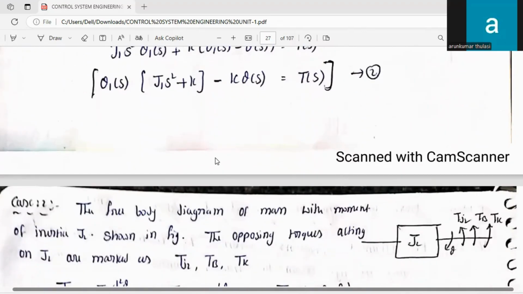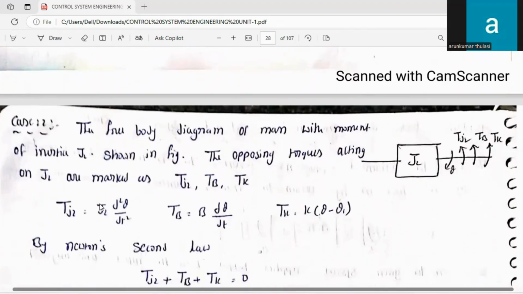Now we have to solve the differential equation for the mass element with moment of inertia J2. Here is the free body diagram with moment of inertia J2. The opposing torques acting on J2 are marked as Tj2, Tb, and Tk. So these three opposing torques act on J2. If you represent these three opposing torques by the torque balance equations, we have this.